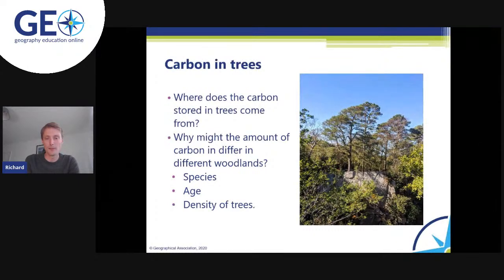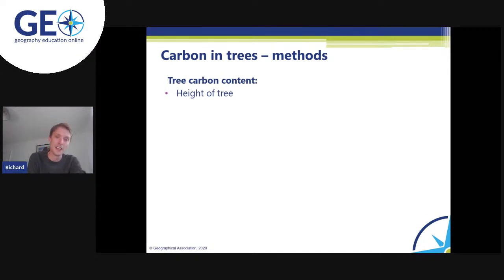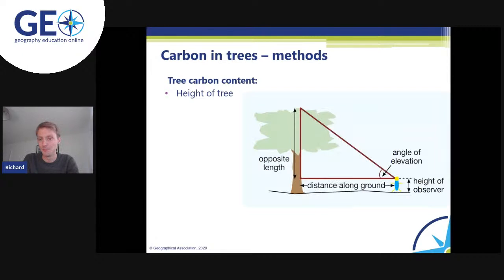So let's have a think about how we might measure carbon in a tree. We mentioned knowing the size of the tree. For the method that is outlined, and this method is in the same place as the soil methods I mentioned, there's a link at the end of the PowerPoint to get to that website. You need to know the height of your tree. To do that, you can do a nice little trigonometry to measure how tall your tree is.